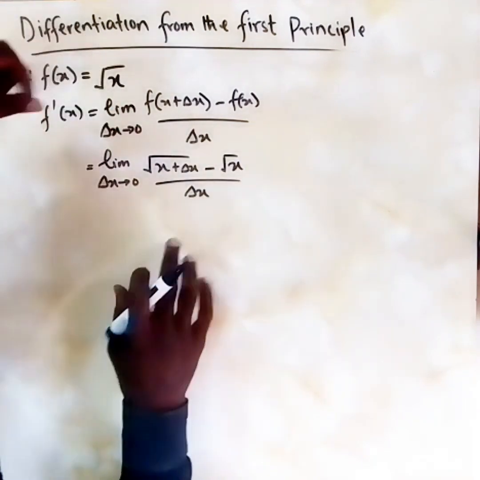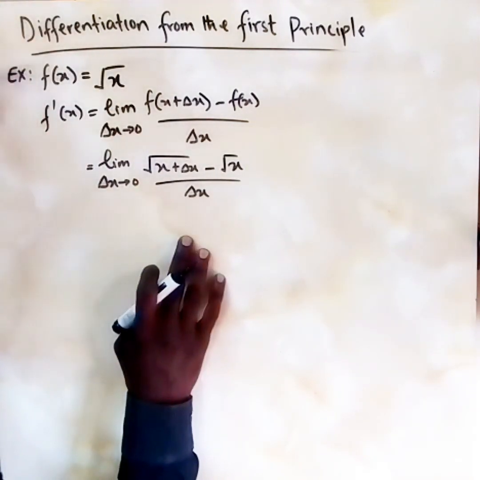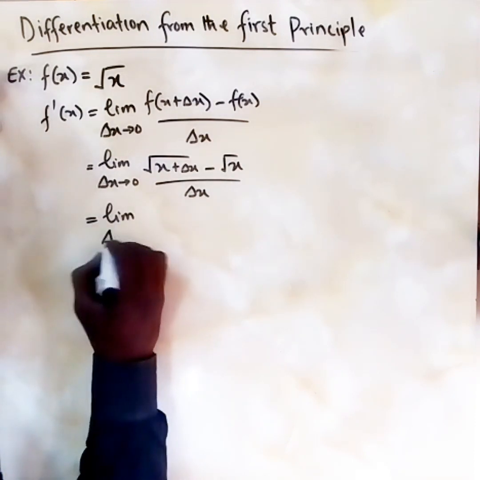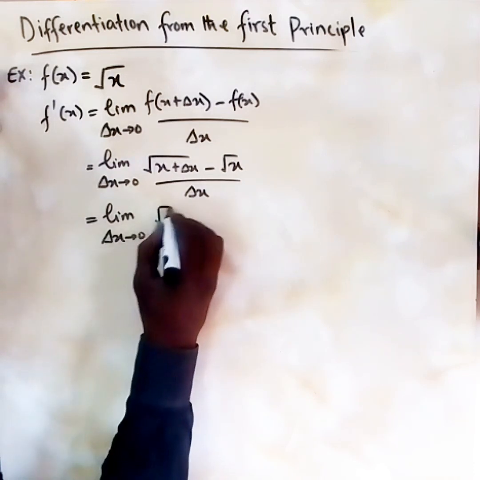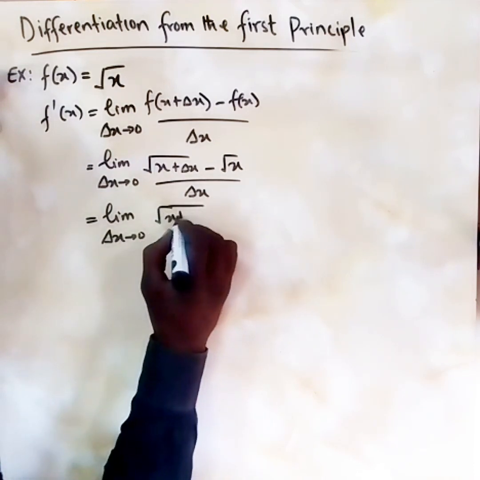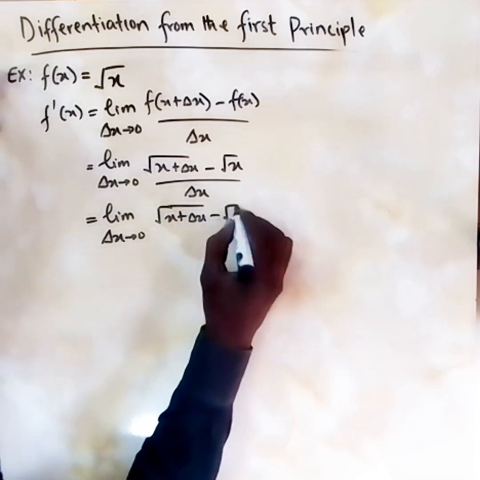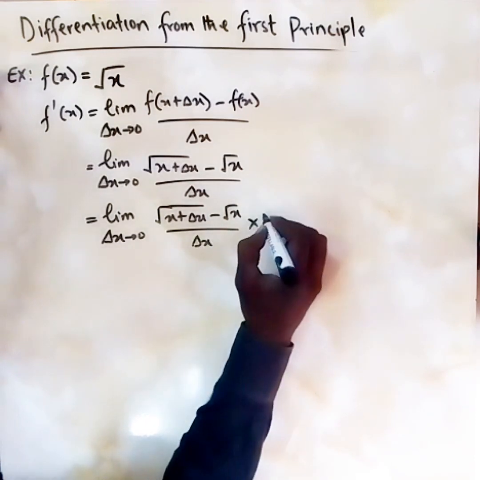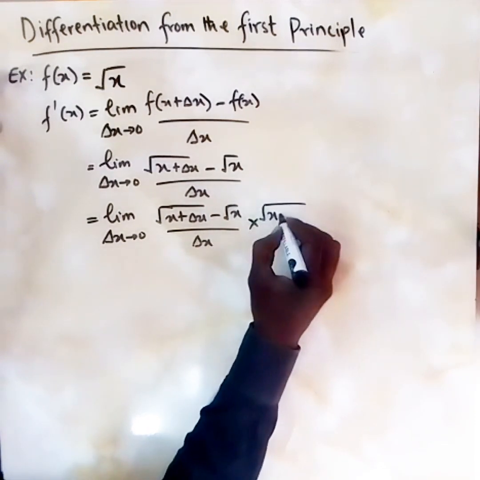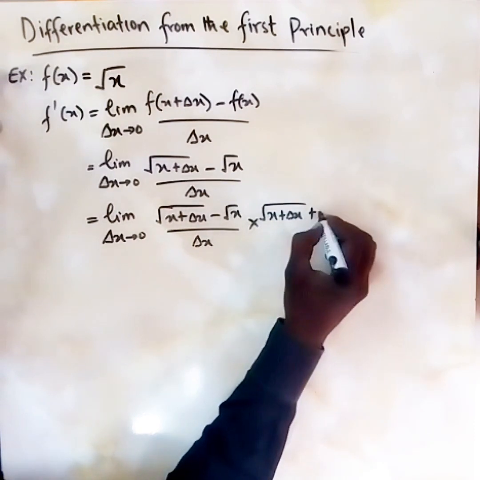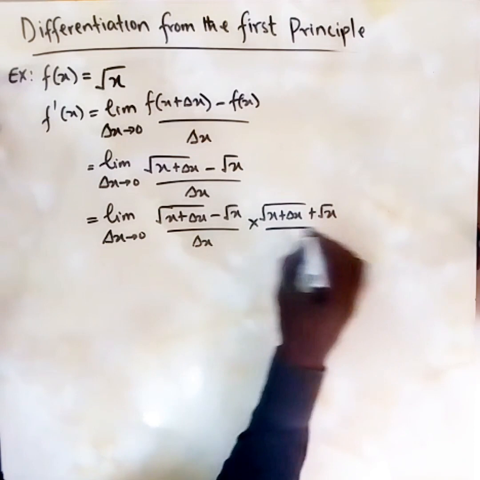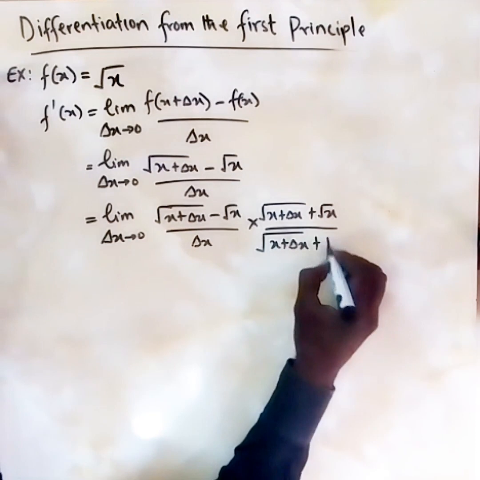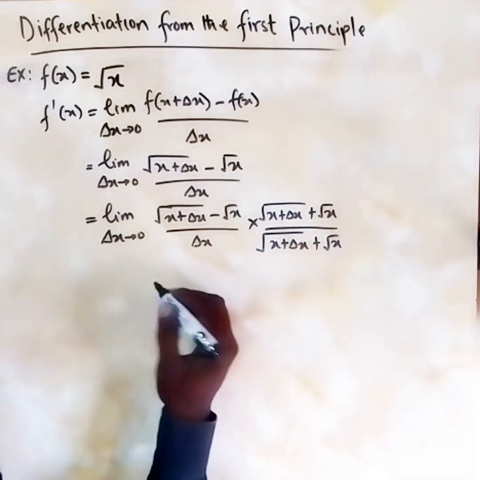We now multiply by the conjugate of the numerator. So we have the limit as delta x approaches 0 of root of x plus delta x minus square root of x, all over delta x, times square root of x plus delta x plus square root of x, all over square root of x plus delta x plus root of x.